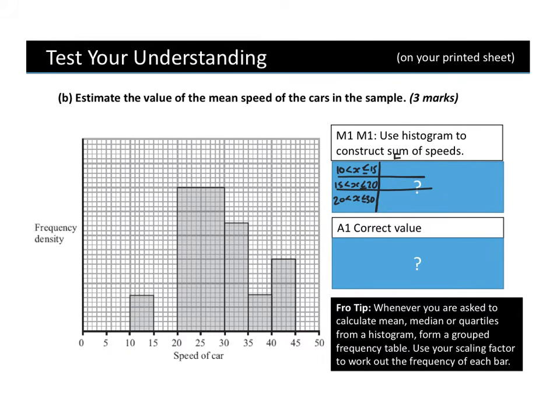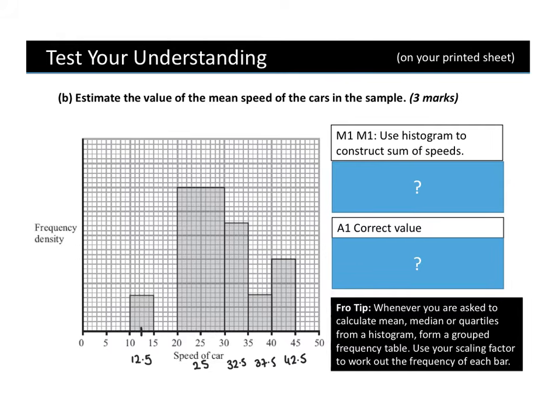So you can either A, create your own table so that you can do that. Or B, know that that's what you're doing, and for each one, you know the midpoint between 10 and 15, 12.5. Between 20 and 30, 25. 30 and 35, 32.5. 35 and 40, 37.5. 40 and 45, 42.5. So we would multiply our midpoint by our frequencies, wouldn't we?